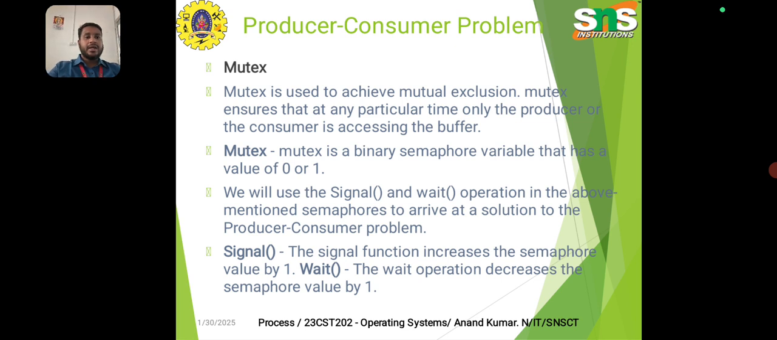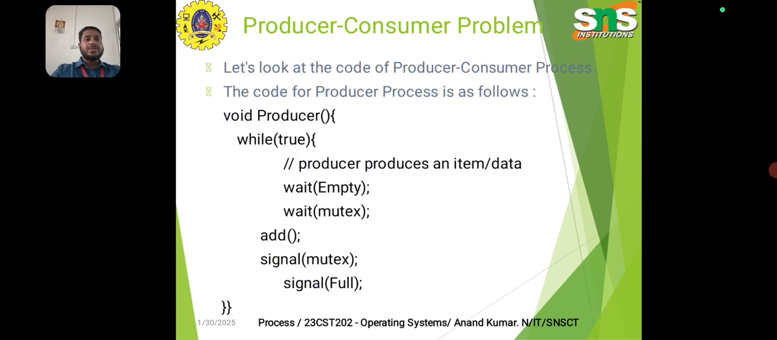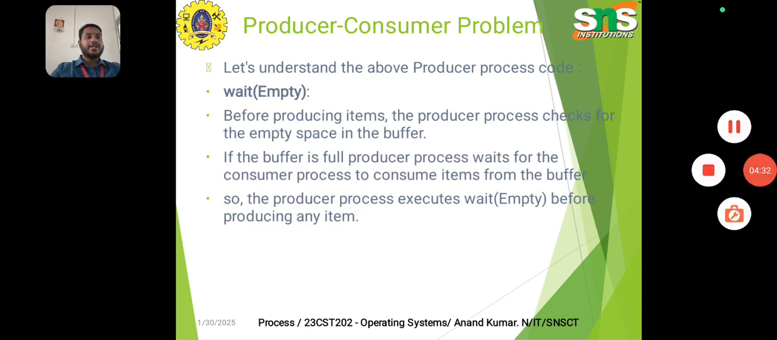We will use the signal and wait operations on the above-mentioned semaphores to arrive at a solution to the producer-consumer problem. The signal function increases the semaphore value by 1. The wait operation decreases the semaphore value by 1. Let's look at the code for the producer-consumer process. In the code for the producer, while the condition is true, it waits for mutual exclusion, and if it is successful, it signals full, which is incremented by 1.